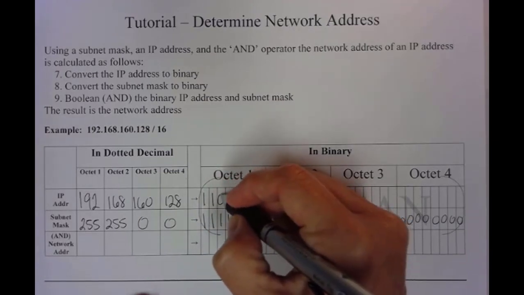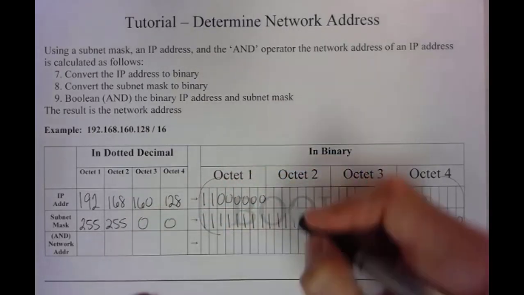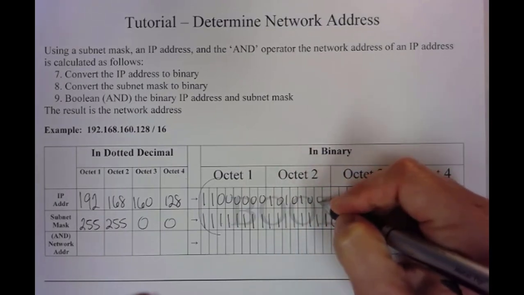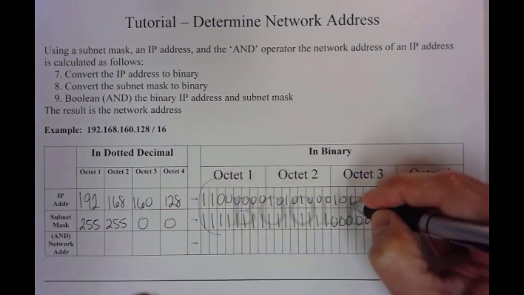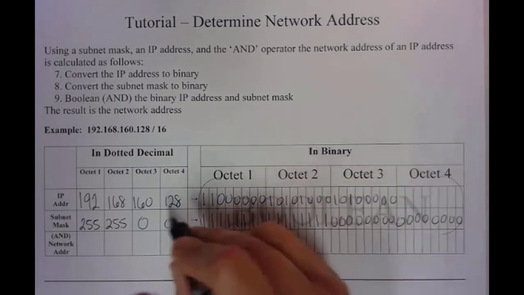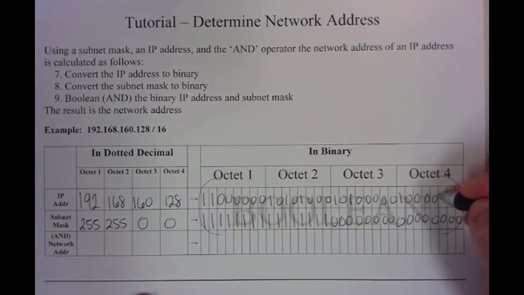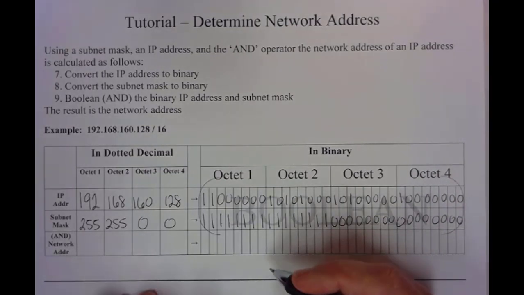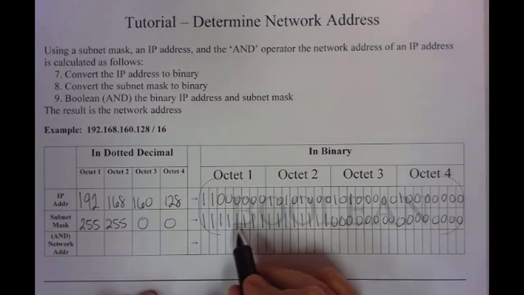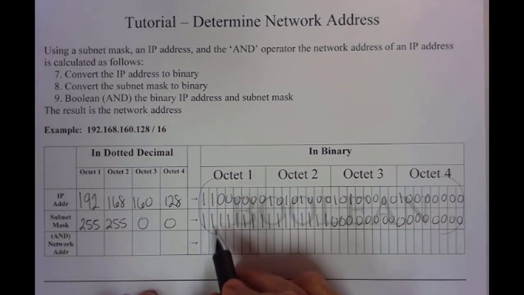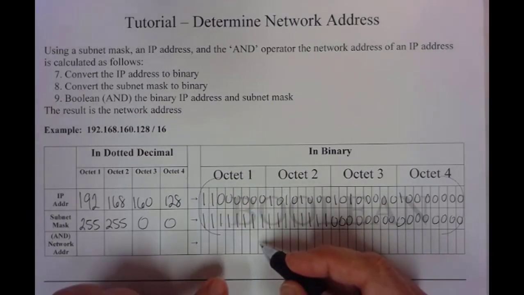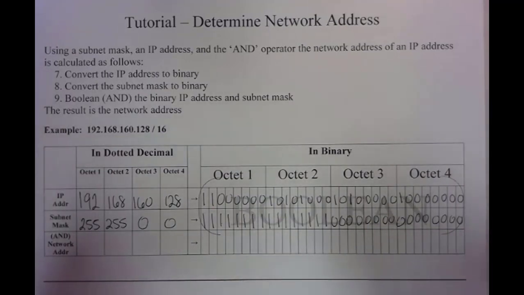So let's go ahead. Let's convert my 192 into binary. Let's convert my 168 into binary. 160 into binary. 128 into binary. Okay, let me show you a little shortcut. So wherever the subnet mask has a 1, I know that every bit, wherever there's a 1 is going to be part of the network address because the 1s in the subnet mask dictate what is going to be part of the network address.